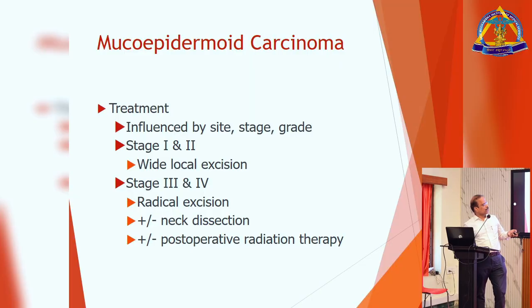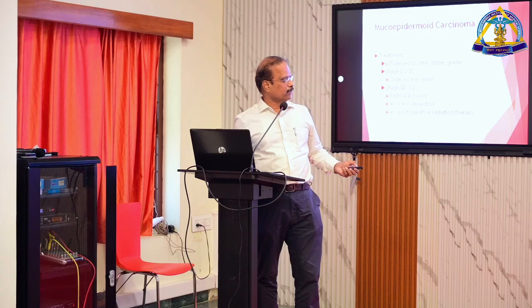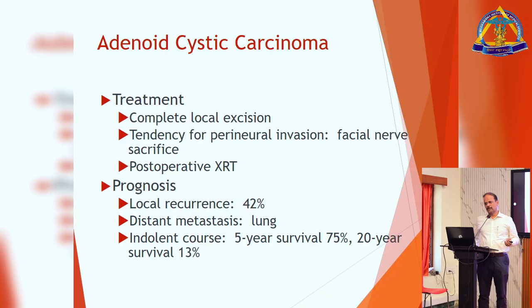Mucoepidermoid carcinoma is the commonest malignancy of the parotid, of the salivary gland. If anybody asks you which is the commonest neoplasm of salivary glands, it is mucoepidermoid carcinoma. It has stages: low grade, intermediate grade and high grade. It also requires radical parotidectomy, lymph node dissection, radiotherapy and chemotherapy.